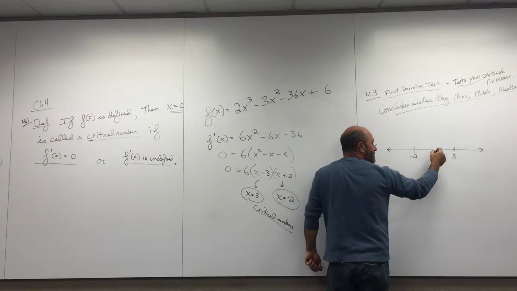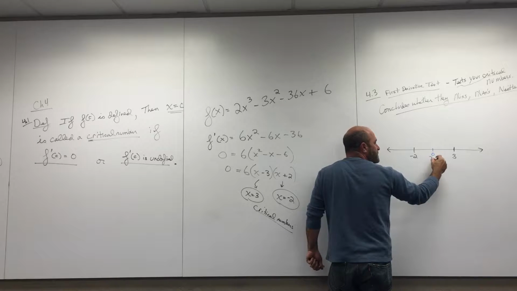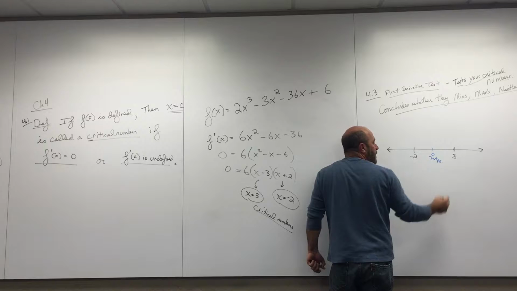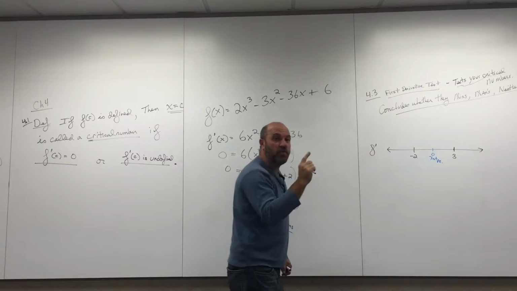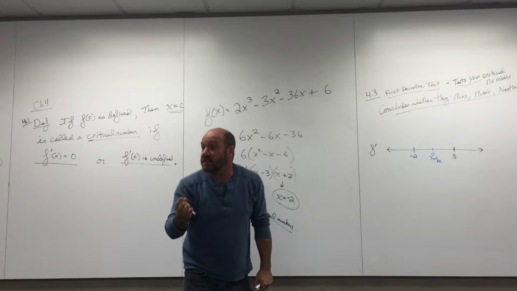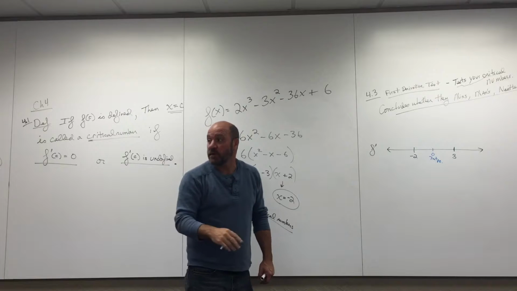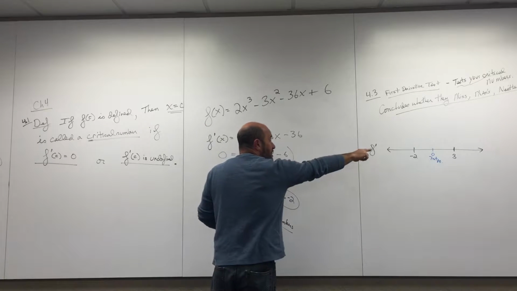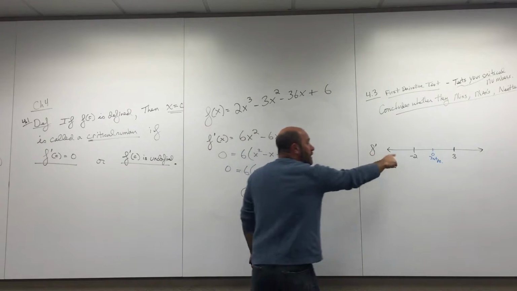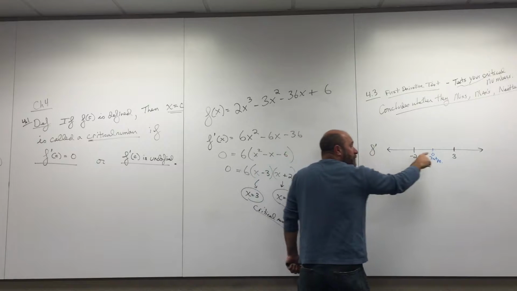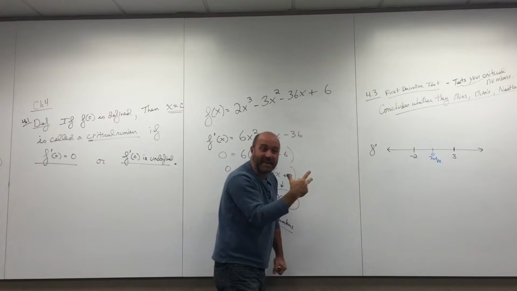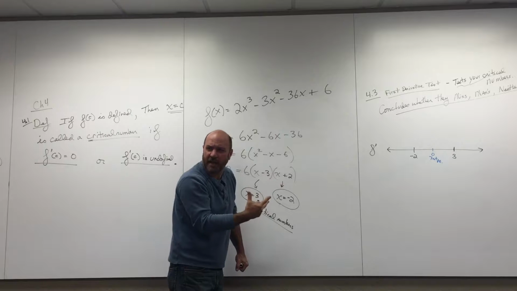0. Good idea. 0 is a test point. And what you do is you want to see if your derivative is positive or negative at that point. So what should I do with that 0? I should plug it into the derivative. I'm plugging it into the derivative. I'm testing whether the derivative is positive or negative.